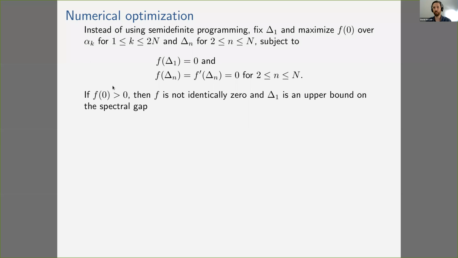What is going to happen here is that we're going to have a single root at delta 1, and we're going to have double roots at all the other deltas. That means that our function is going to be non-negative or non-positive, whatever you want, beyond this value delta 1. So this is another way of making sure that this function has the right signs. And if this f of 0 is indeed non-zero, that means f is not identically 0, and then delta 1 will be an upper bound on the spectral gap.